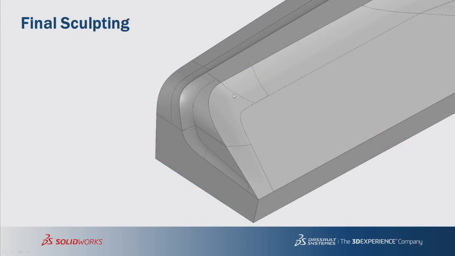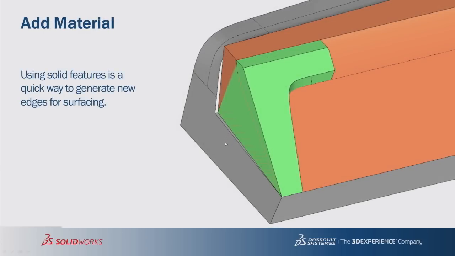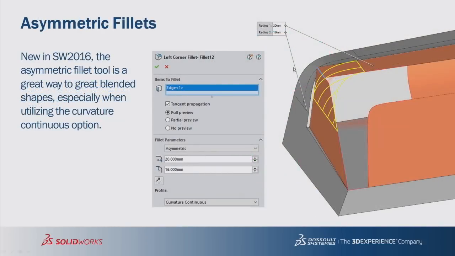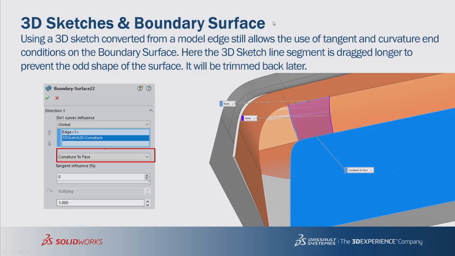And the final sculpting, take a look at this. We need to add some material. Why are we adding material? Well, A, I needed a little bit of material to sculpt with, and B, I needed to generate that new edge that wasn't there before. So instead of using split line, just extrude into the model. That asymmetric fillet, new in SOLIDWORKS 2016, is kind of useful for creating more sculpted kind of transitions that look a little bit different rather than just a standard equal fillet.